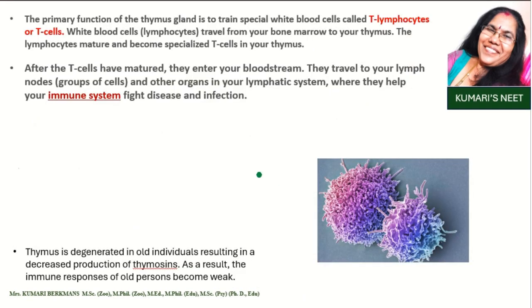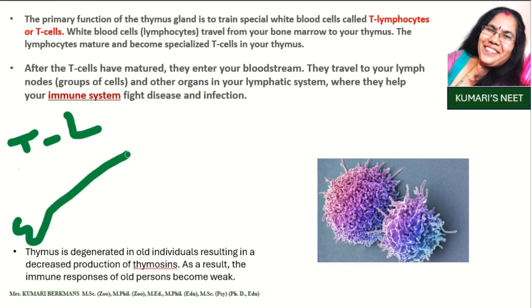Okay, and the primary function of the thymus gland is to train special white blood cells which are called T lymphocytes. Okay, the special type of blood cells called T lymphocytes, as well as the white blood cells, which travel from the bone marrow. You can see this is the bone. At the center you can find the bone marrow, isn't it? From this bone marrow only the white blood cells travel.